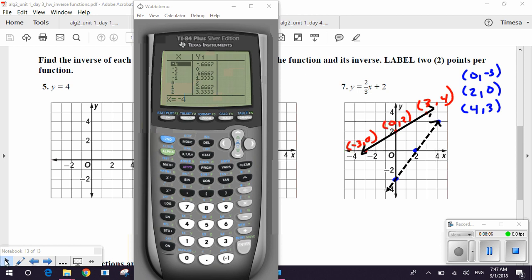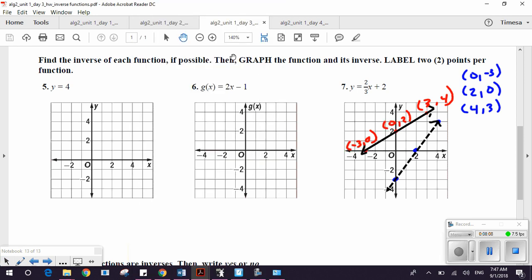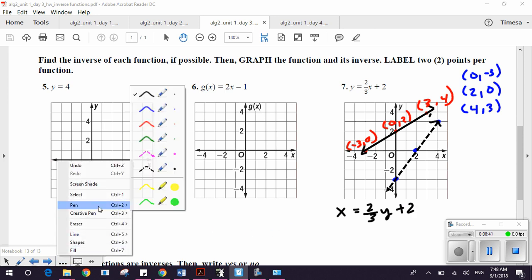All right, so that's enough fun playing with the graph. But we still have to algebraically find the inverse. We found it by graphing, but now we need to write the equation of this inverse. So we must practice that skill. First things first, switch x and y. So x equals 2 over 3 y plus 2. And then solve for y, get y by itself.